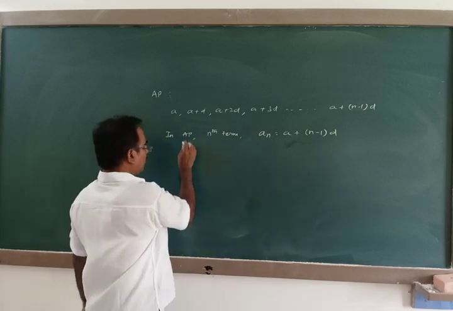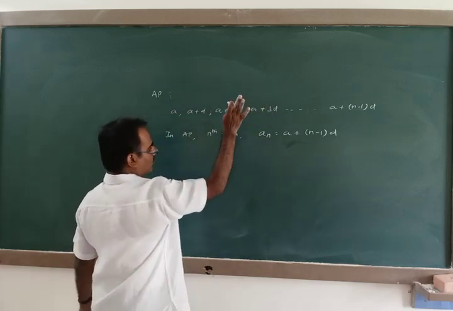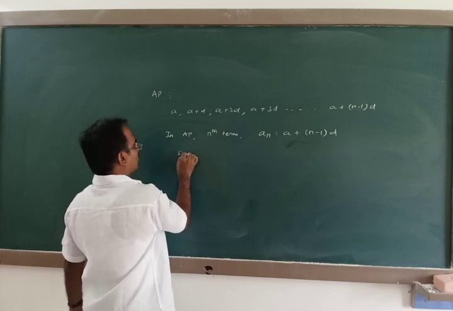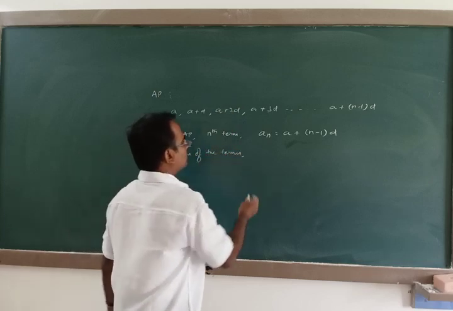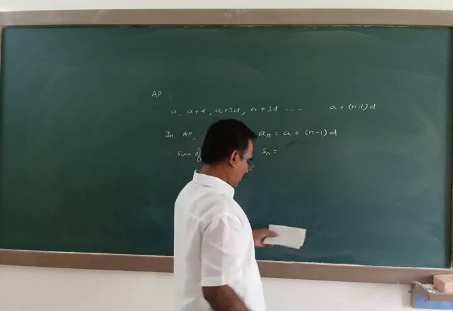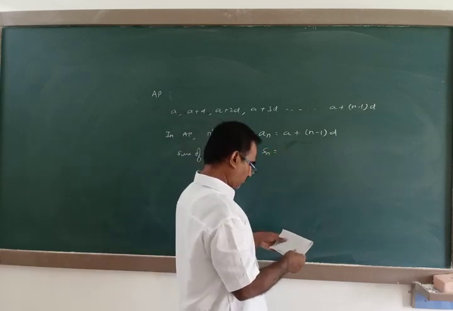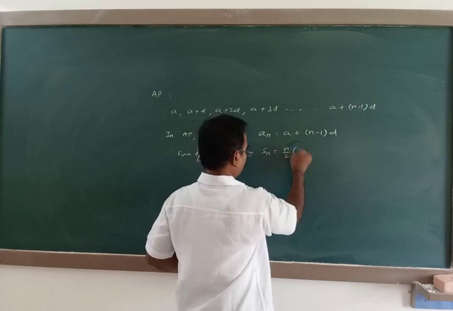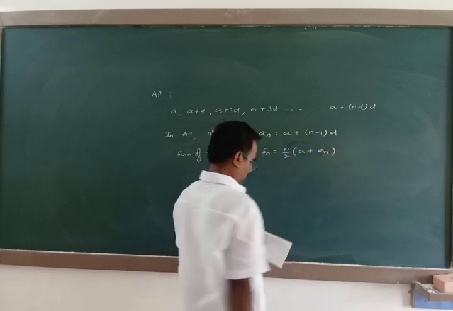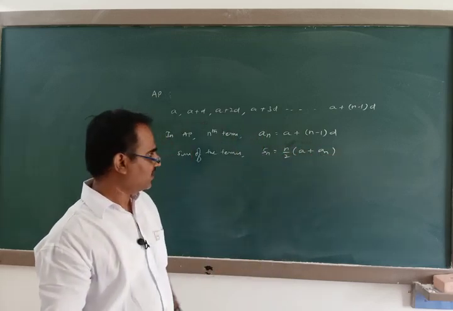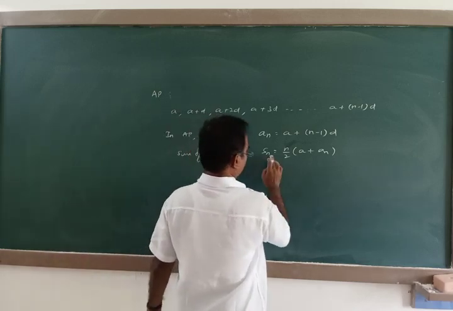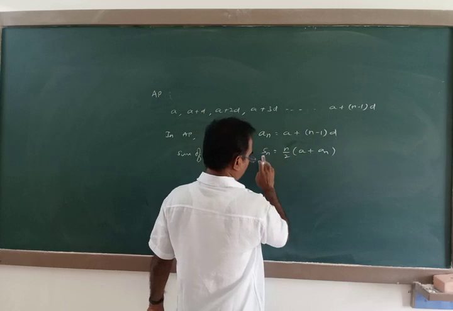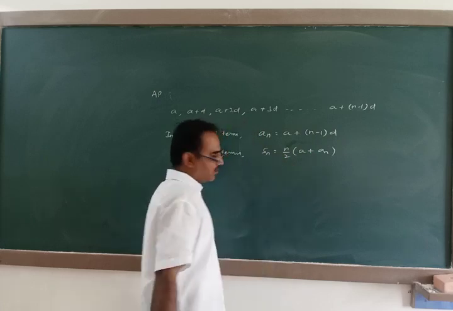And also, when I add all these terms, that is called the sum of the terms, Sn. This is given by n by 2 into A plus the nth term, it is nothing but the arithmetic mean. So the sum of n terms is given by this equation.